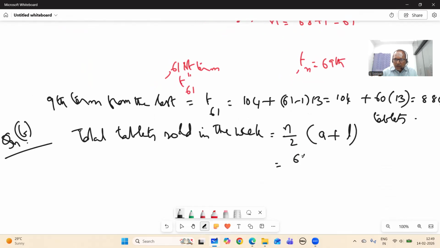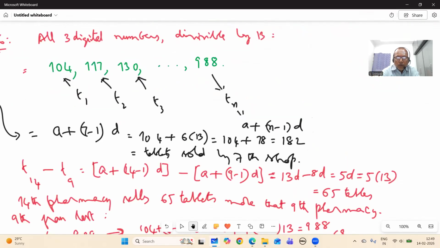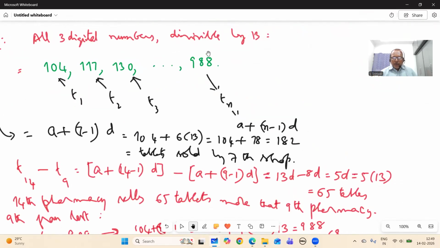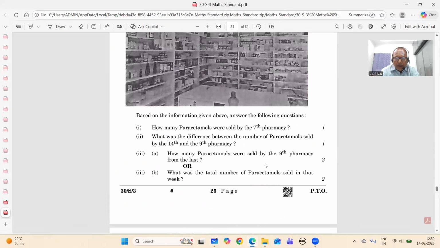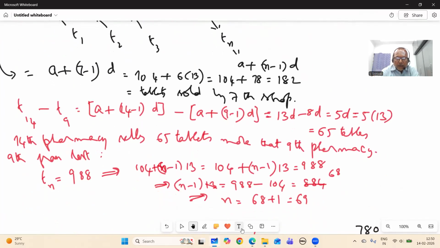Here n is 69 by 2, A is 104, and what is the last term? It is 988. A is this, L is this, 988. We obtained the Tn, we obtained n equal to 69.